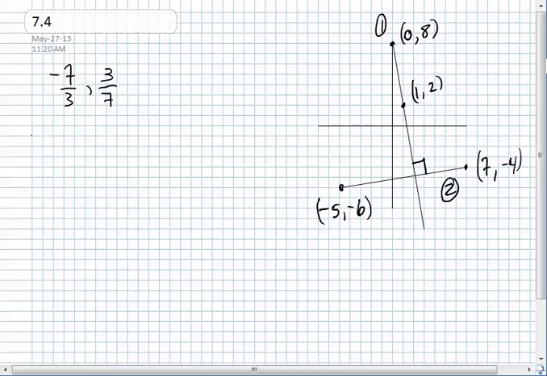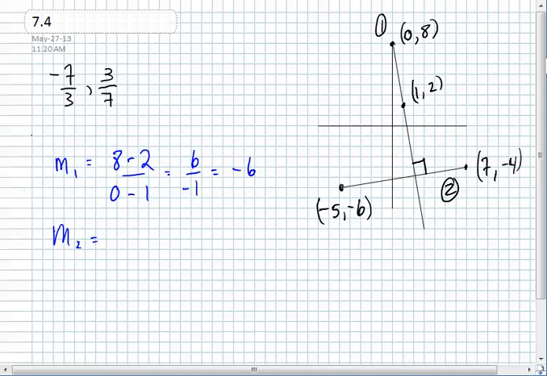All right, well, here we go. The slope of line 1 is going to be the difference in the y coordinates, so 8 minus 2, divided by the difference in the x coordinates, so 0 minus 1. In other words, 6 over negative 1, or in other words, negative 6.